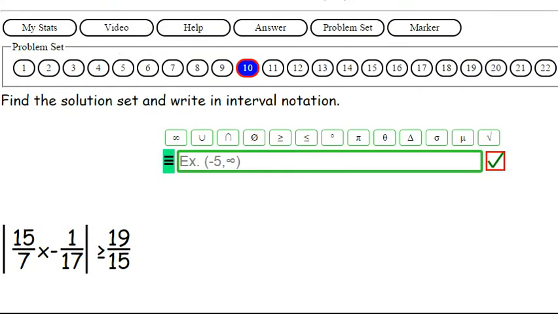All right, so let's write this down. We got 15 over 7x minus 1 over 17 is greater than or equal to 19 over 15. So really basically what's going on with these last two problems, it's all about dealing with fractions. So maybe you don't have your fractions completely down. This might help out, who knows. That's really the story. Kind of run out of ideas, so I'm like, well, let's just do some fractions.